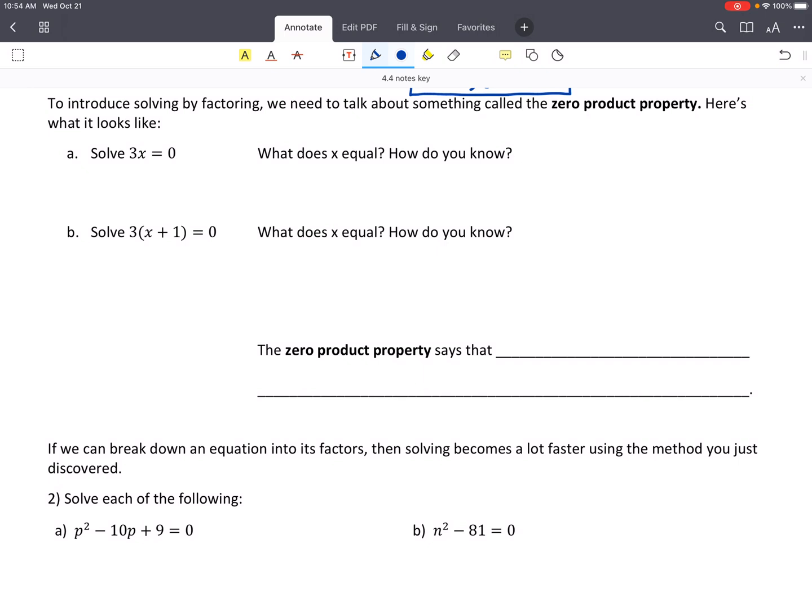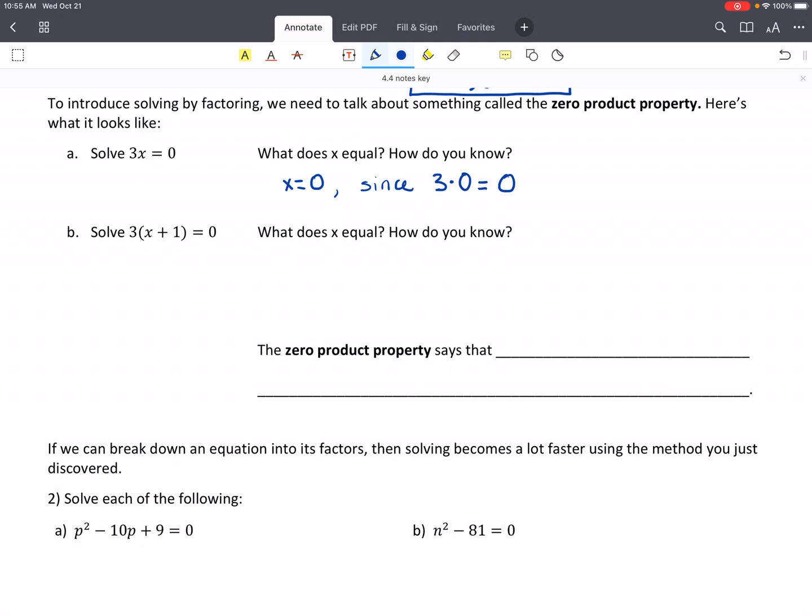We're going to talk about something called the zero product property. Basically, here's what we got. Part A, 3x equals 0. Well, what does x equal? Well, x equals 0. Three times 0 equals 0. That's the thing about 0, like 0 times anything gets a 0, right?